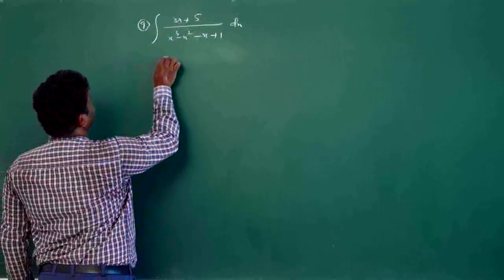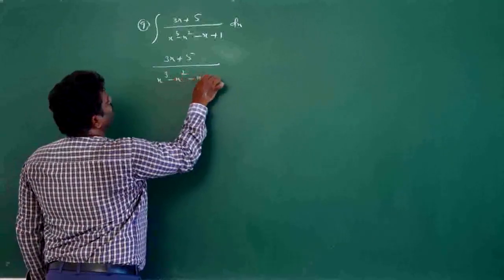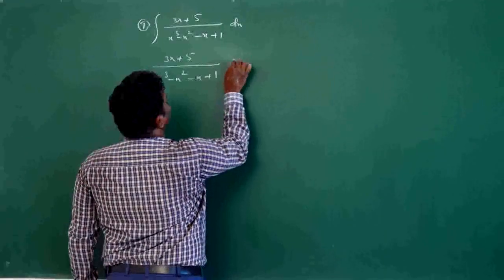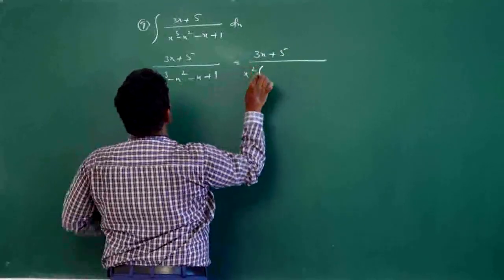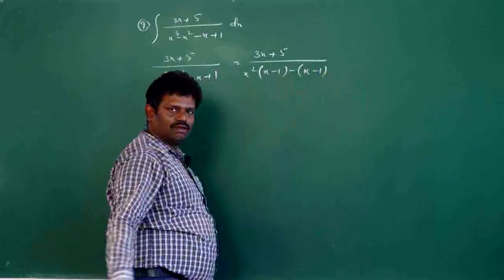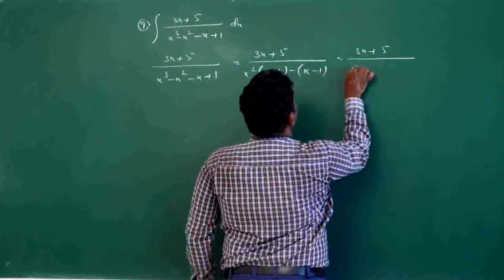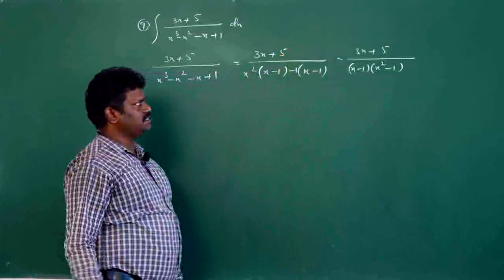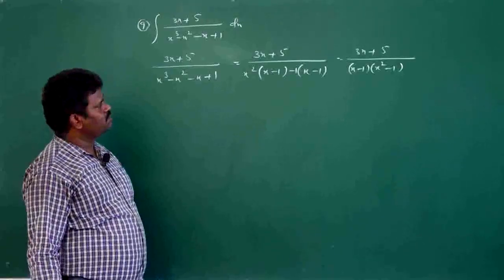Then we consider 3x plus 5 by x cube minus x square minus x plus 1. So for the denominator, find the factors. This value is equal to 3x plus 5 by, taking x square common first, x minus 1 minus x minus 1, again this is equal to 3x plus 5 by x minus 1 into x square minus 1. So which type of problem is this: x minus 1 into x minus 1 into x plus 1.